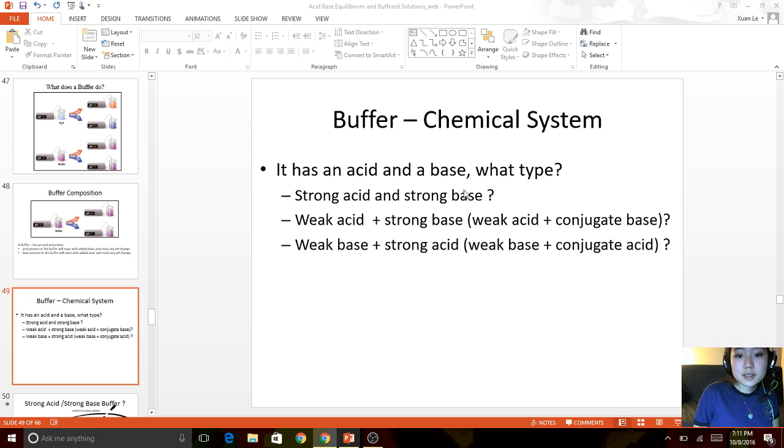So strong acids and strong bases do not make good buffers when you combine them together. It's going to be the weak acid and strong bases, or weak bases and strong acids, that make good buffers.